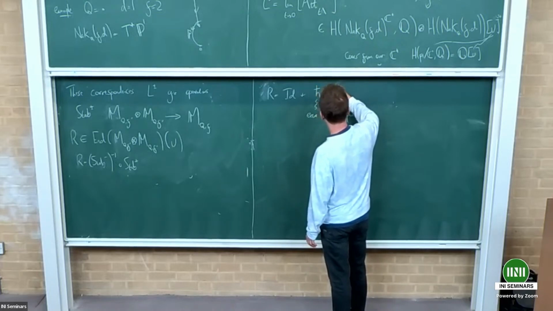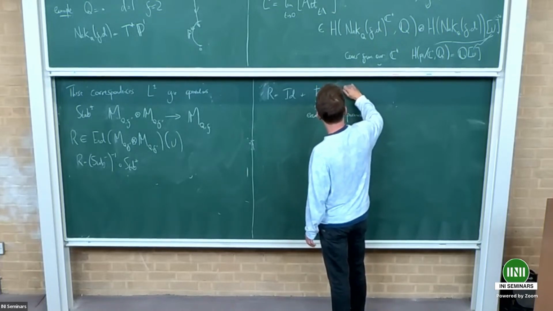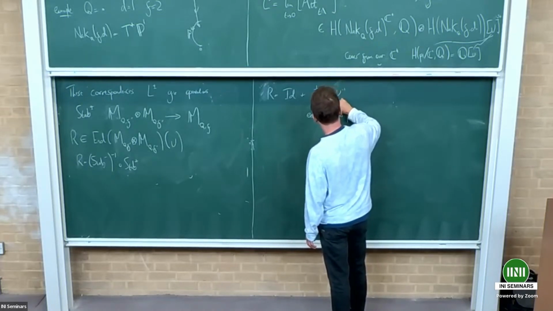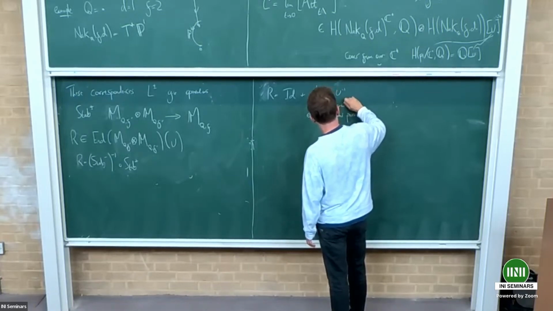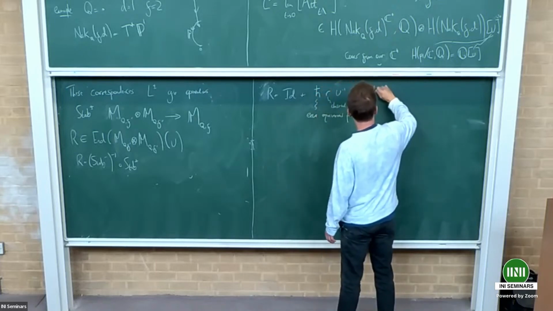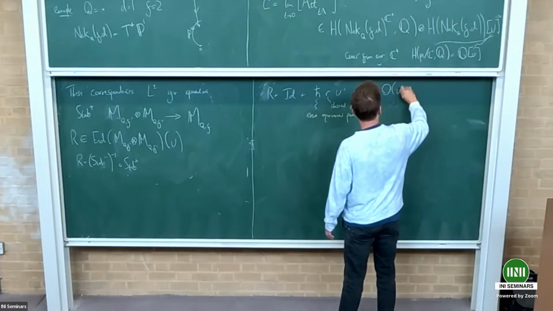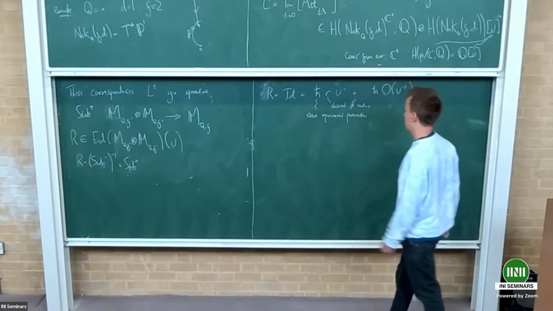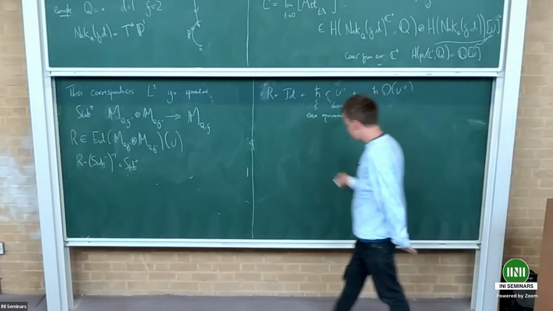Then some operator R, U inverse. This is what's called the classical R matrix plus H bar, and then higher order terms in U inverse.